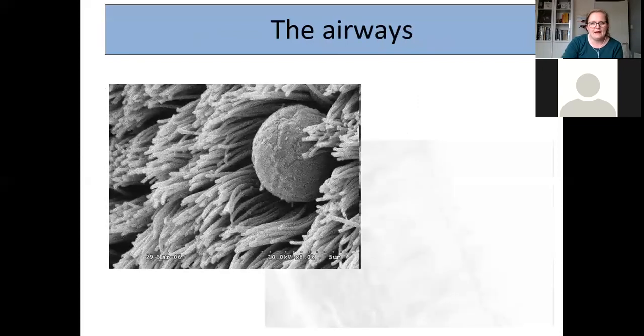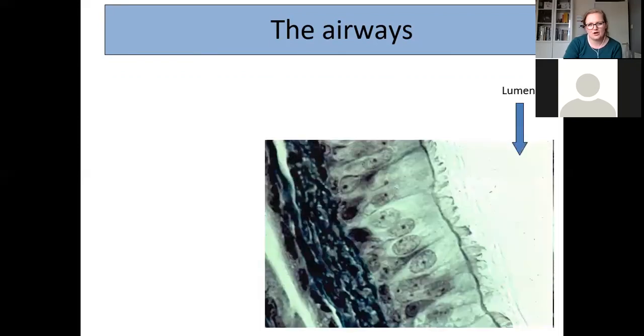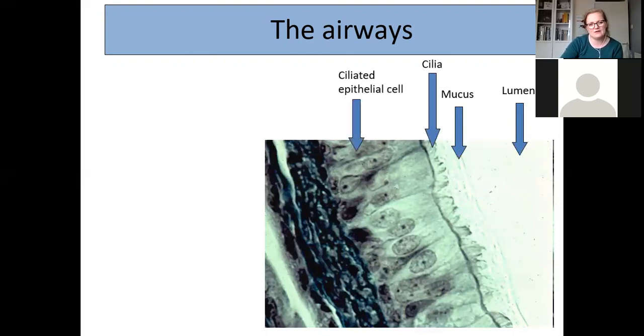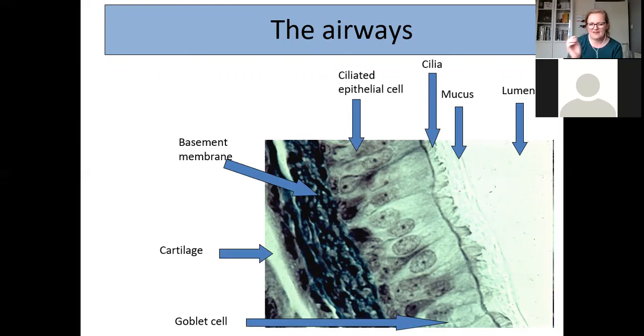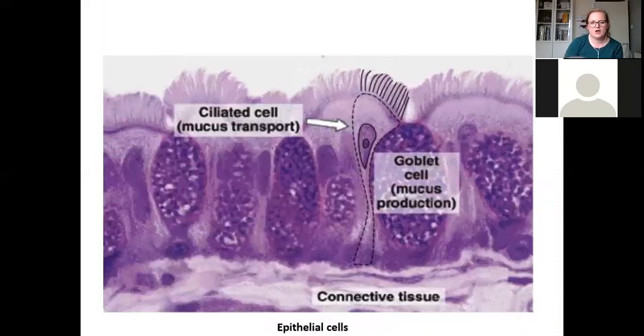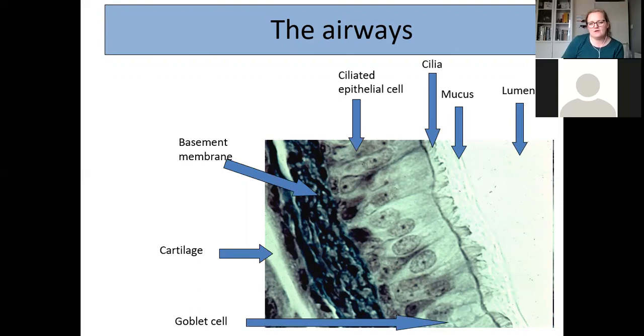Our airways, as you can see, we've got lots of ciliated cells in our airways. Got lumen, got mucus sat there, we've got cilia, we've got our ciliated epithelial cells, we've got goblet cells and a basement membrane. Goblet cells produce mucus, and that's some cartilage there. So mucus comes out of the goblet cell and is along here, and the mucus gets moved by those ciliated cells. So that's in our airways and things like our trachea.